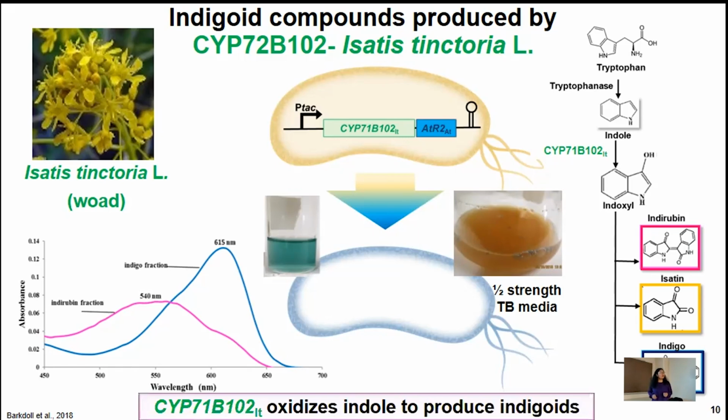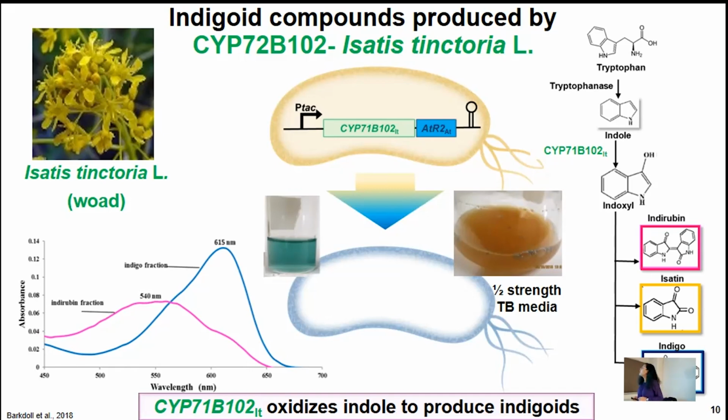So this also confirmed that the plant cytochrome P450, that means the CYP71B102 that was identified in Isatis tinctoria, is able to oxidize indole for the production of indigoid compounds.